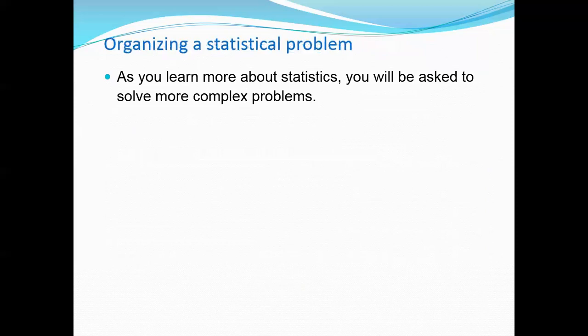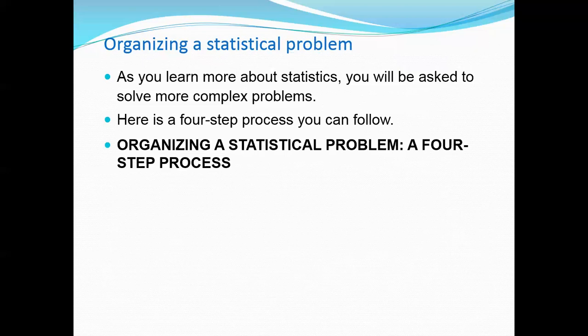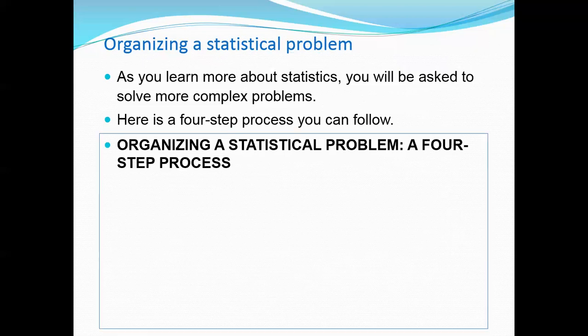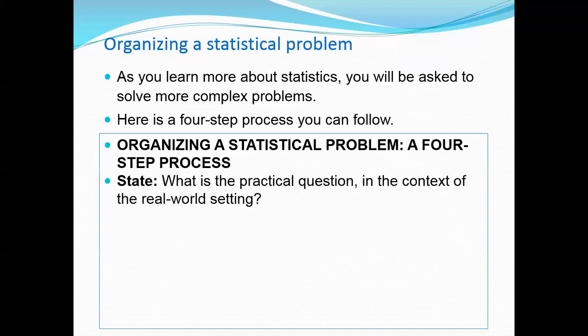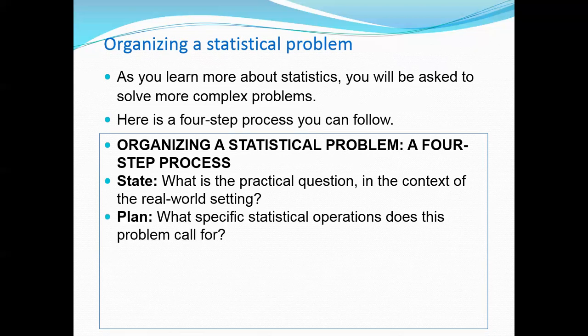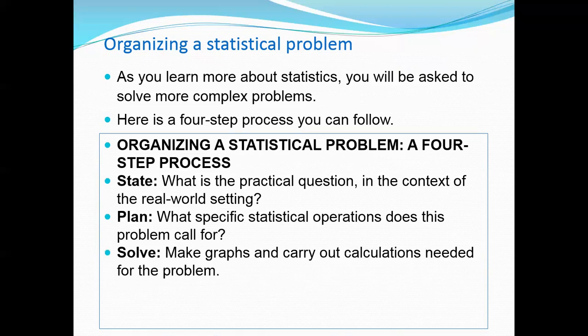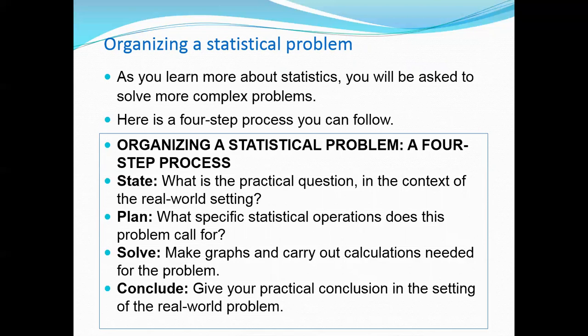Organizing a statistical problem. As you learn more about statistics, you will be asked to solve more complex problems. Here is a 4-step process you can follow. Organizing a statistical problem, a 4-step process. State. What is the practical question in the context of the real-world setting? Plan. What specific statistical operations does the problem call for? Solve. Make graphs and carry out calculations needed for the problem. Conclude. Give your practical conclusion in the setting of the real-world problem.